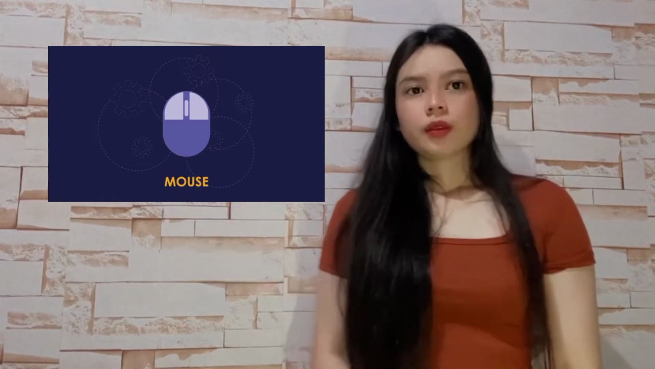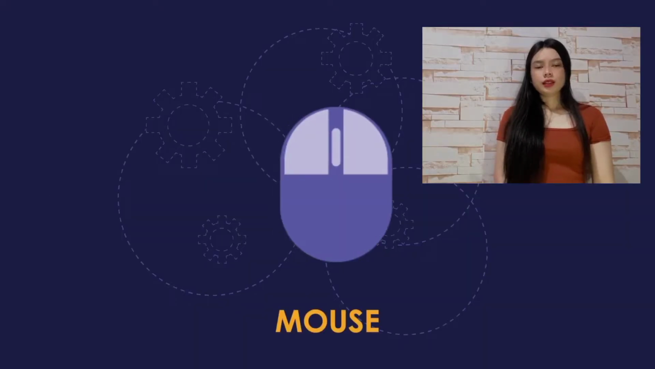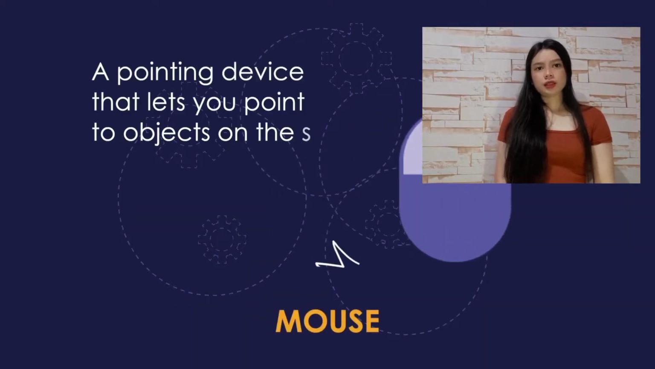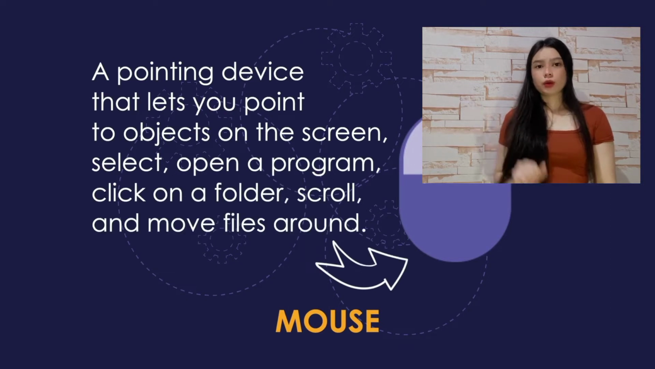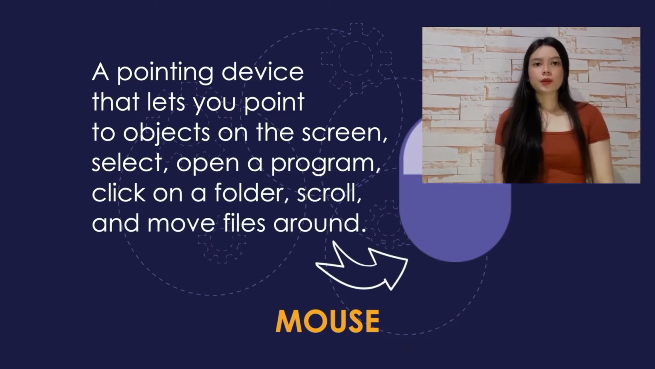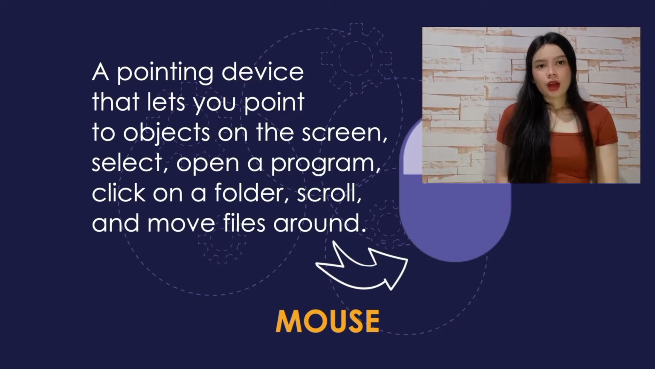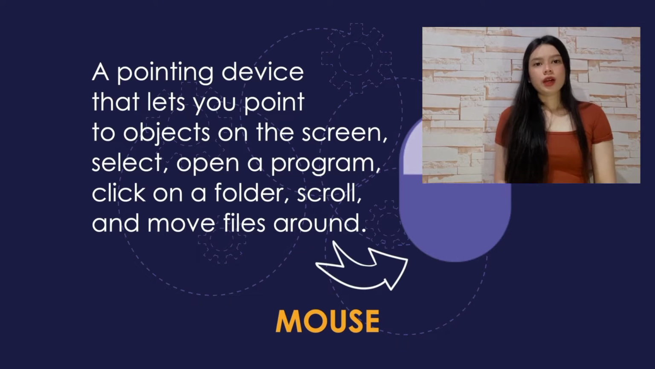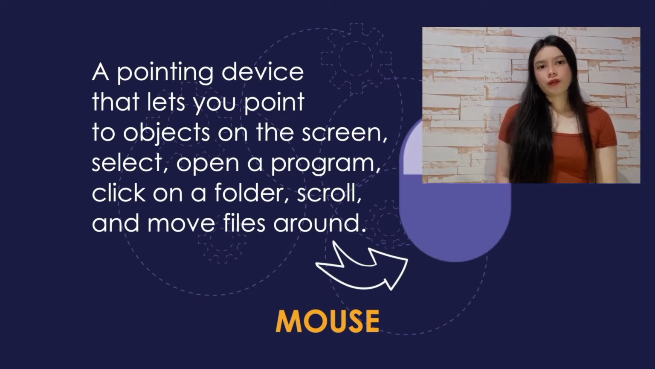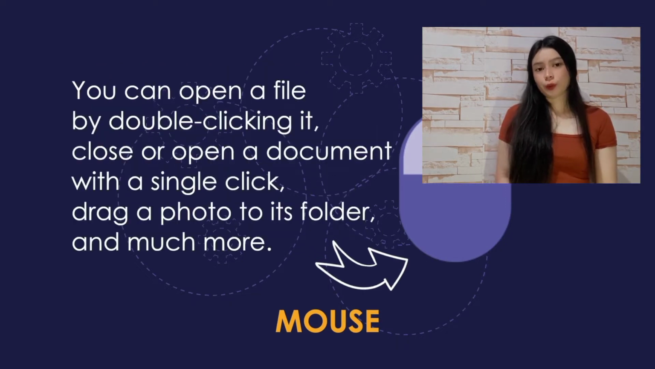The next one is the mouse. A computer mouse is a handheld pointing device that detects two-dimensional motion relative to a surface. This motion is typically translated into the motion of a pointer on a display, which allows smooth control of the graphical user interface of a computer.